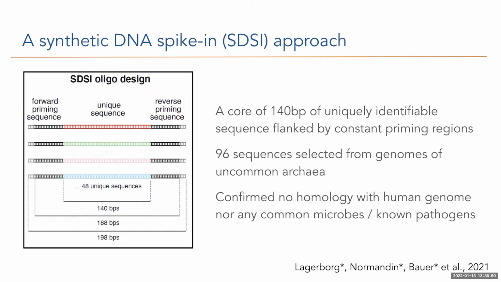The core is 140 base pairs long of uniquely identifiable sequence. We have 96 of these different sequences. We typically work in 96 well plates, so that would allow us to add a single one into each sample. We decided to take these from genomes of uncommon archaea. So these were things that we wouldn't expect to see in our samples. And we confirmed bioinformatically that there was no homology with the human genome or with any common microbes or known pathogens that might lead us to misclassify these things.